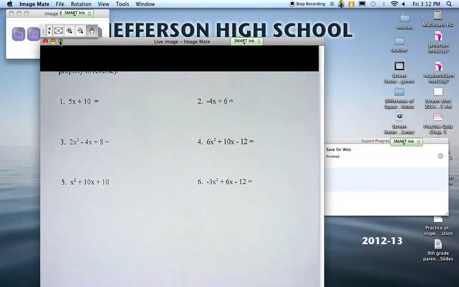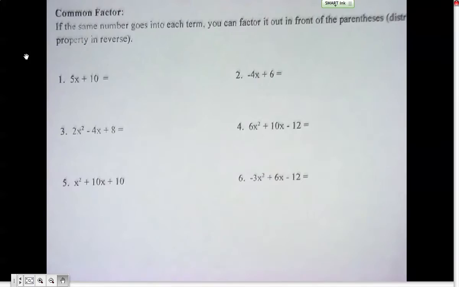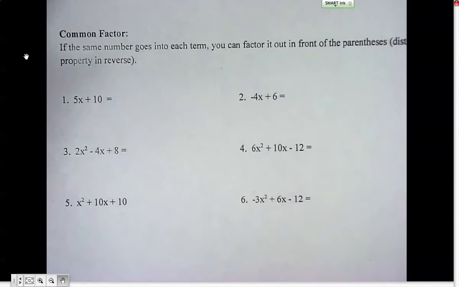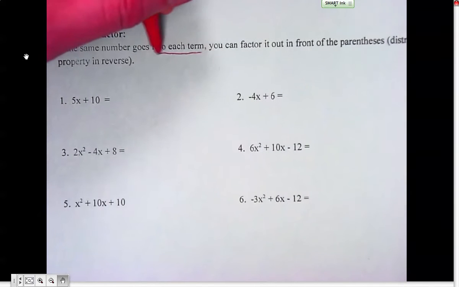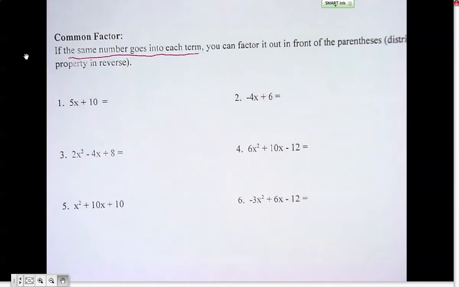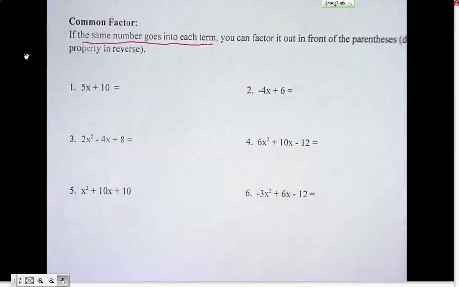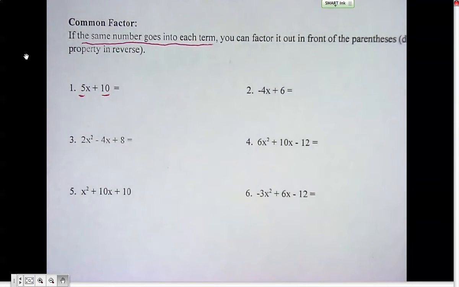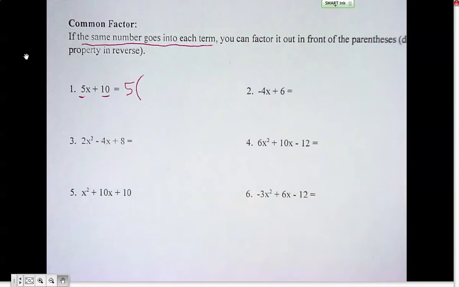All right, so now we're going to talk about factoring out a common factor, and this is often the first step in getting started on a problem. The key thing that you're looking for is something that goes into each term. So you're looking for numbers that go into all of them. Looking at a 5 and a 10, I think about what goes into all of them, and that's 5. And so that's what goes out in front of the parentheses.